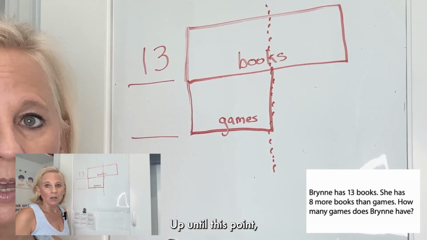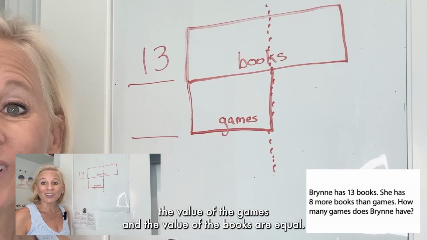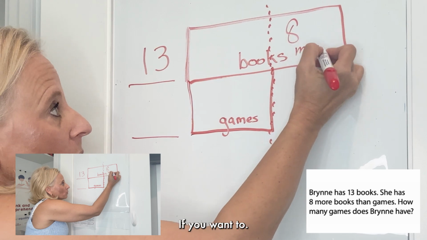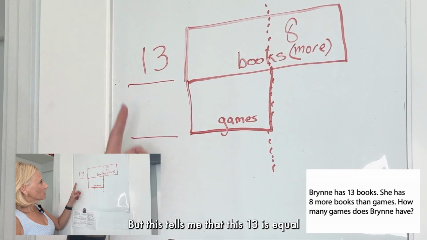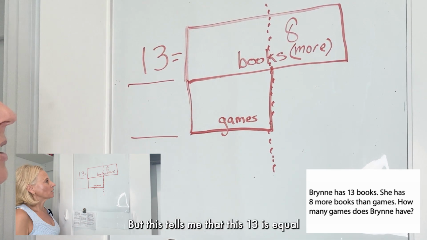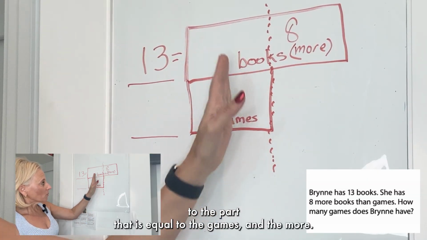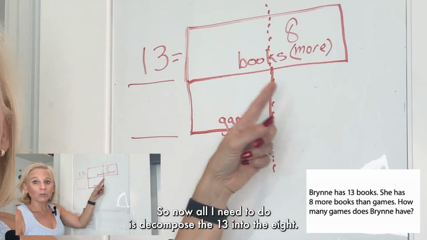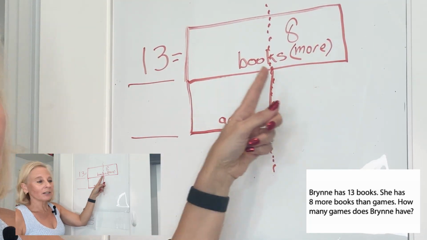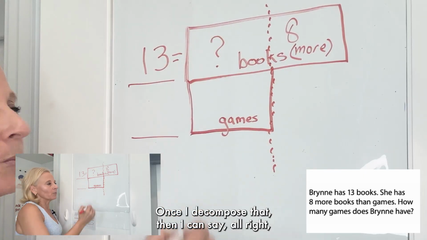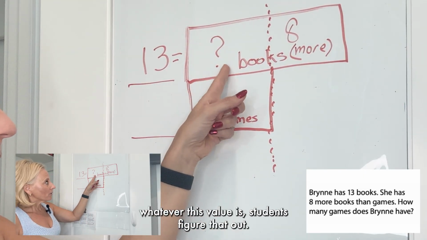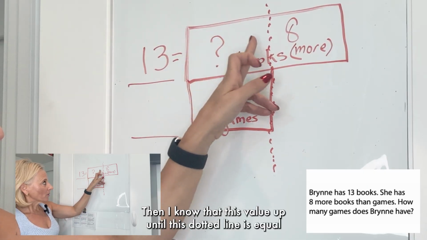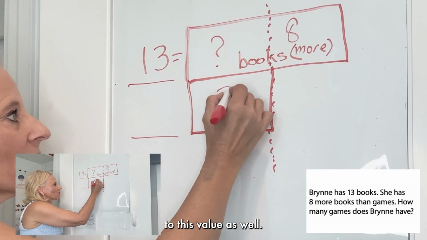Up until this point, the value of the games and the value of the books are equal. But I know she has 8 more here, and you can even write the word more in here if you want to. But this tells me that this 13 is equal to the part that is equal to the games and the more. So now all I need to do is decompose the 13 into the 8 and the something else. Once I decompose that, then I can say, all right, whatever this value is, students figure that out, then I know that this value up until this dotted line is equal to this value as well.